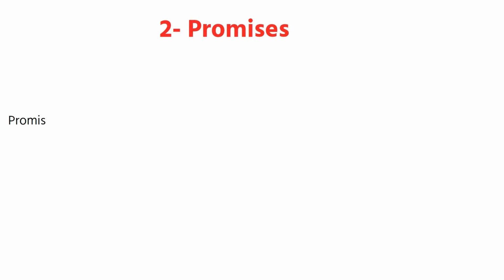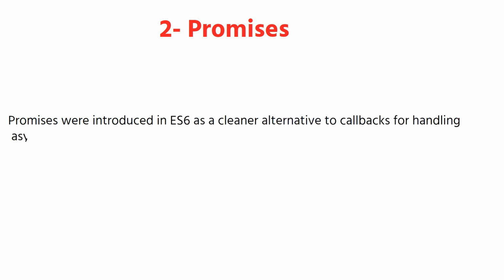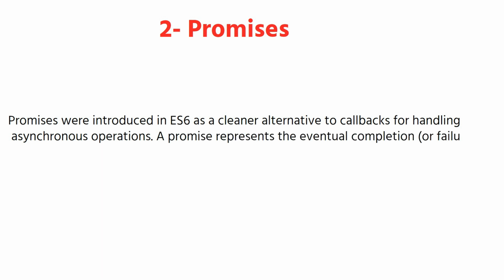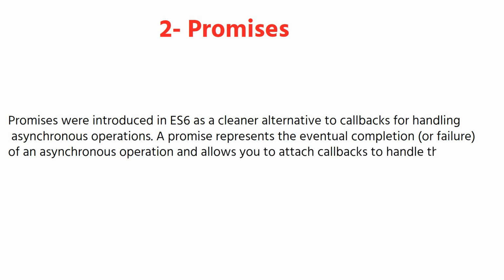Promises. Promises were introduced in ES6 as a cleaner alternative to callbacks for handling asynchronous operations. A promise represents the eventual completion, or failure, of an asynchronous operation and allows you to attach callbacks to handle the resolved value or any errors.